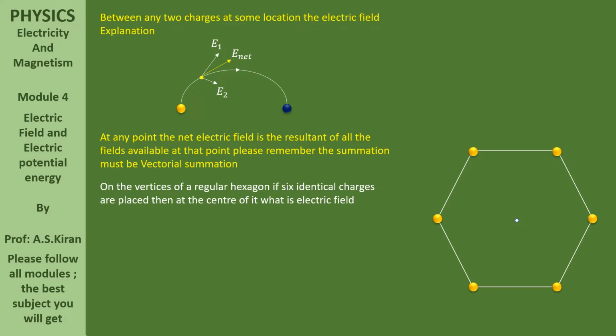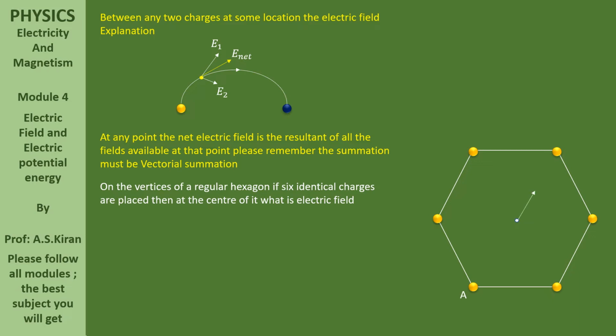there are six identical charges. Please observe the diagram carefully. There are six identical charges. Identical means same in quantity, same in nature. So at the center, we are going to find the electric field now. Let us observe the charge wise.